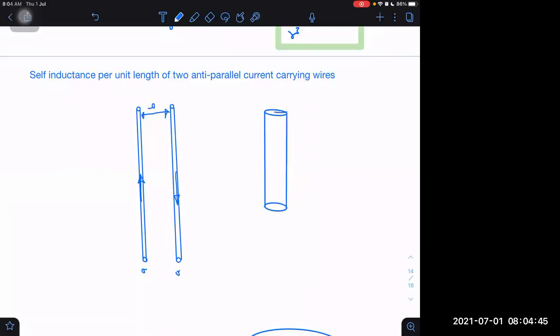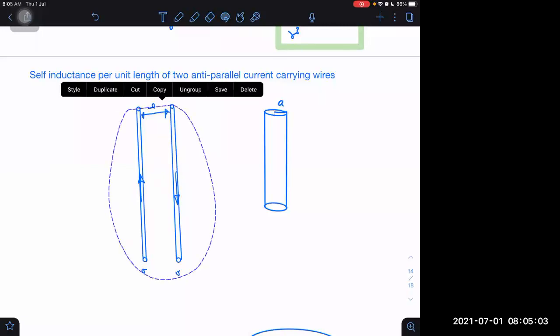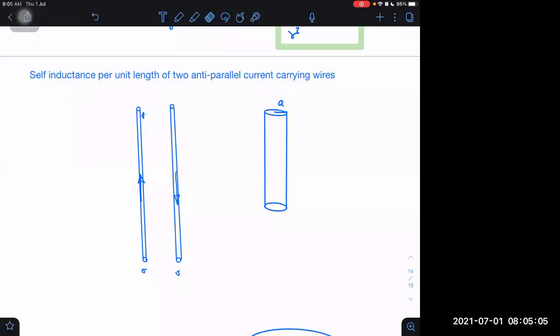What is the radius of this? A. And A is very less as compared to the distance between these wires. Distance between the wires is B. B is much greater than A.